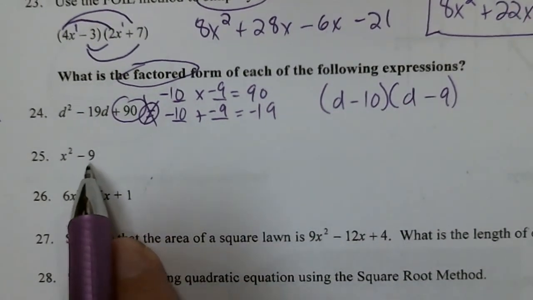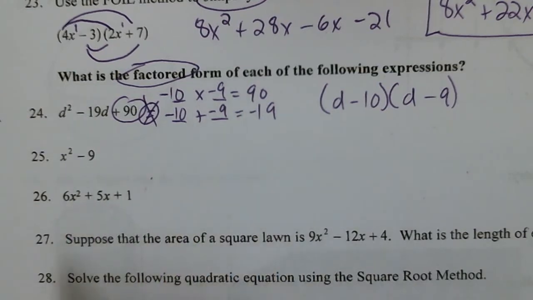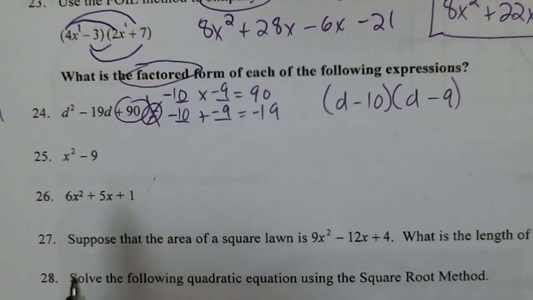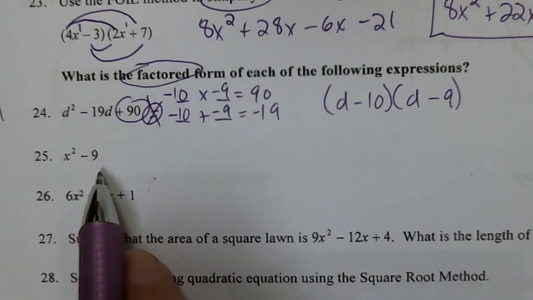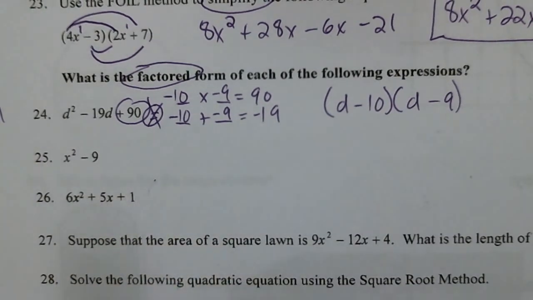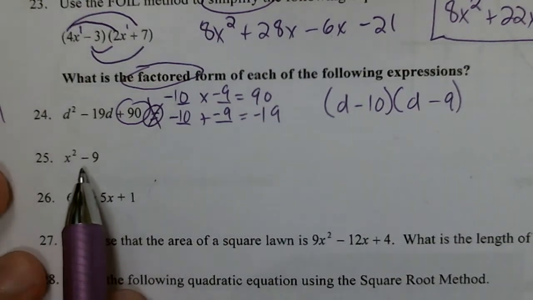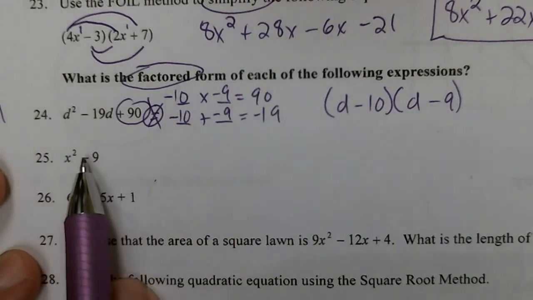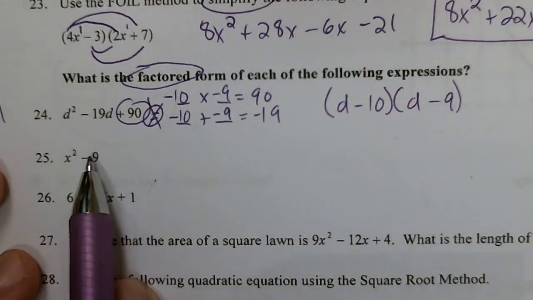Okay, number 25, x squared minus 9. Well, I don't even have three terms. I can't factor when a is 1. I can't factor when a is not 1. So if you remember the chart on my wall, number 2 says special cases, and this is a difference of squares. When you only see two terms with a minus sign in the middle, that's a difference, minus for difference, squares.